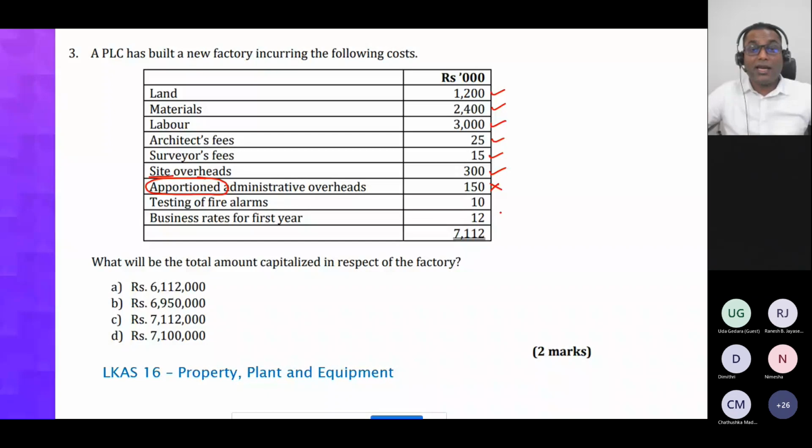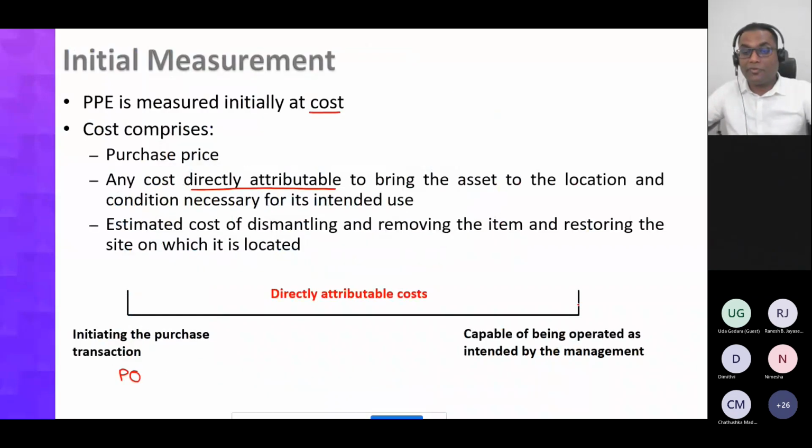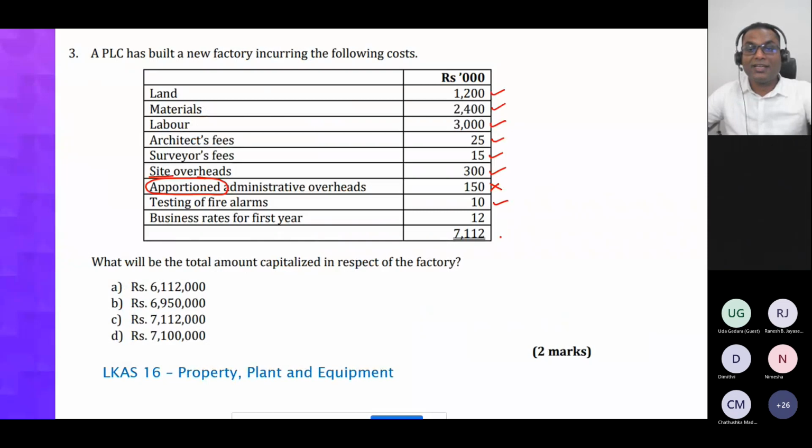Then testing of fire alarm. Yet again, normally you do the testing of the fire alarm before you confirm that it is capable of being operated as intended by the management, right? Without checking the fire alarm, you don't say that, okay, it is ready for use. It is capable of being operated as intended by the management. So that is also a cost which you can capitalize.